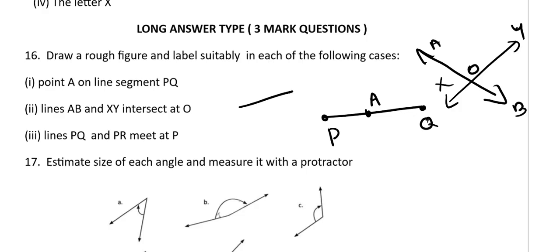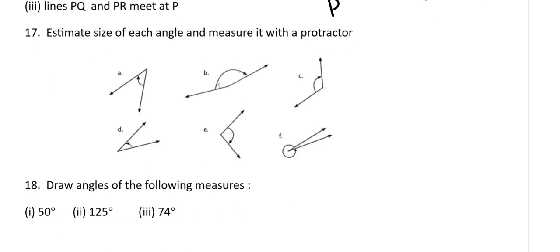The line PQ and PR. Line PQ and line PR meet at P. Estimate the size of each angle and measure it with a protractor. You have to use a protractor. Then you have to draw the angle using a protractor.